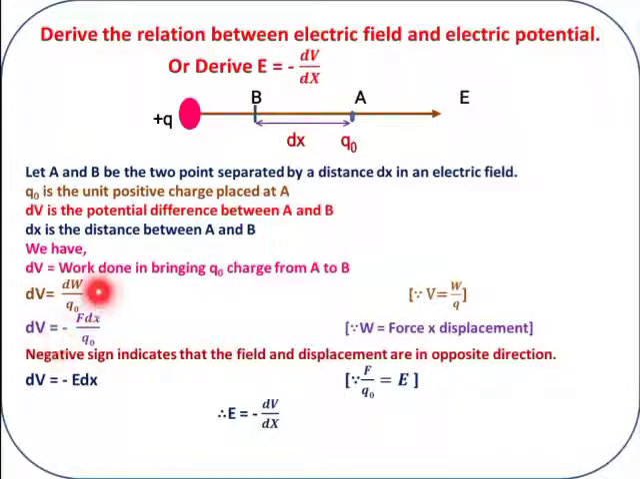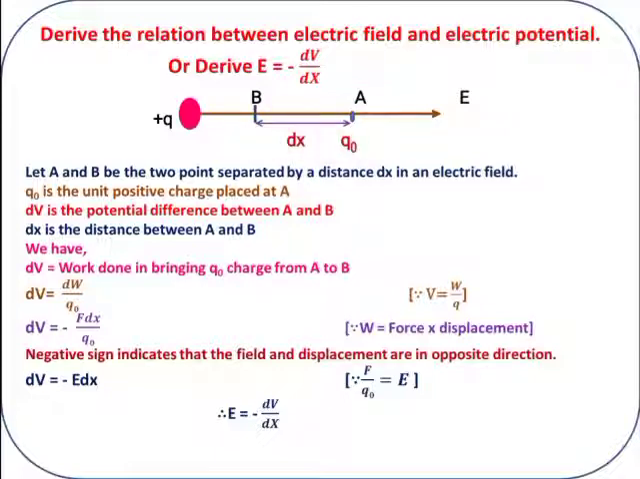Then next, what is work done? Work done is nothing but force into displacement. This is the general expression. So substitute here F into dx. F is force, dx is displacement. Here displacement between these 2 points.